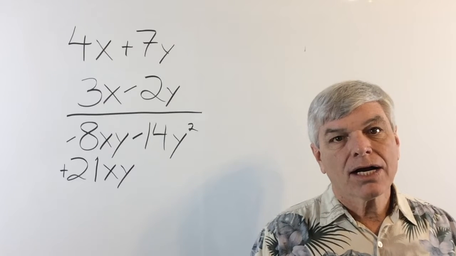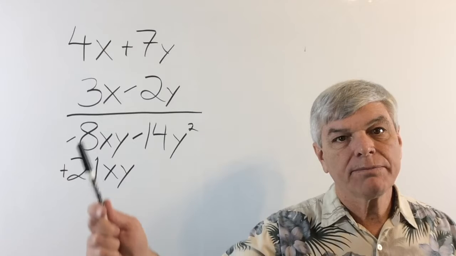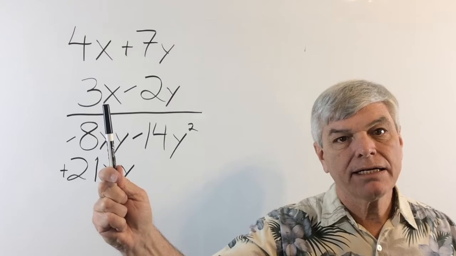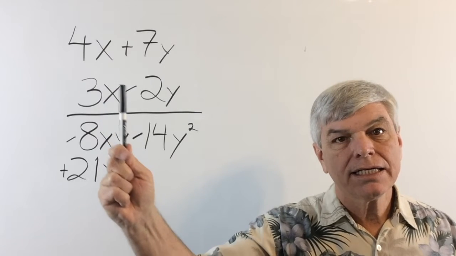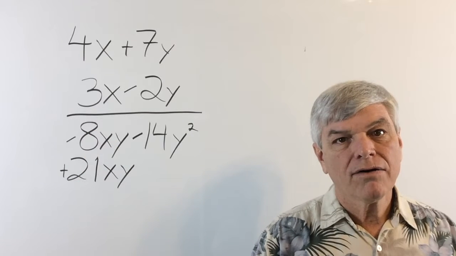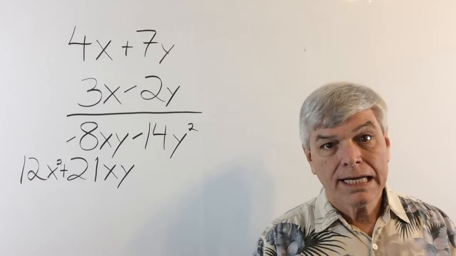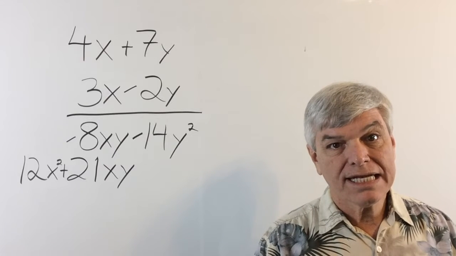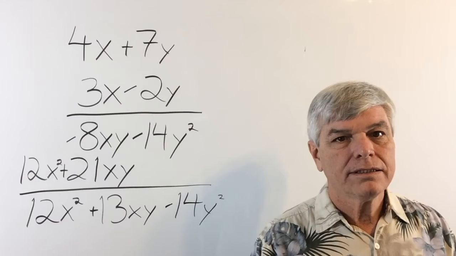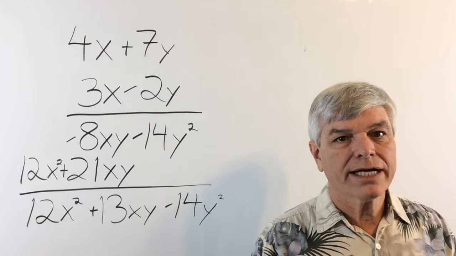And then our last terms would be, starting from the bottom again, 3x times 4x. And that's going to be 12x squared. And as you can see, that's going to be real easy to add down, and let's do that. Okay, and that's our answer.